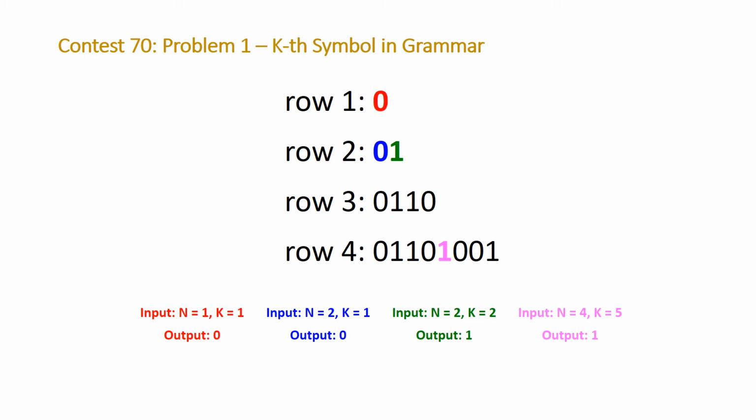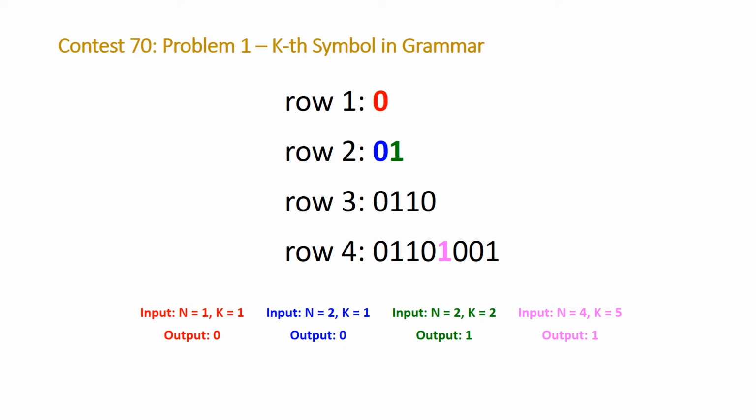So for row 2, all we have to do is look at row 1, which is a 0, and take that and add to it the inverted value. So you take 0 and add to it the inversion of 0, which is 1. So you end up with 0, 1. And for row 3, you look at row 2, which is 0, 1, and you add to that the inversion of 0, 1, which is 1, 0.